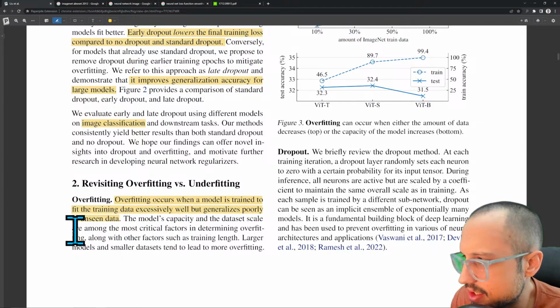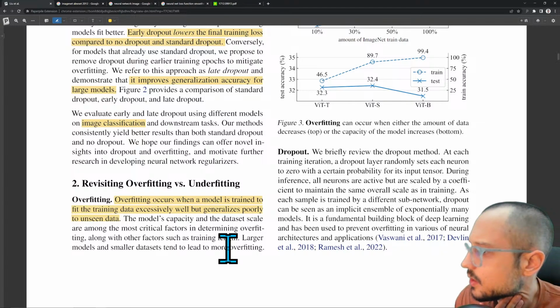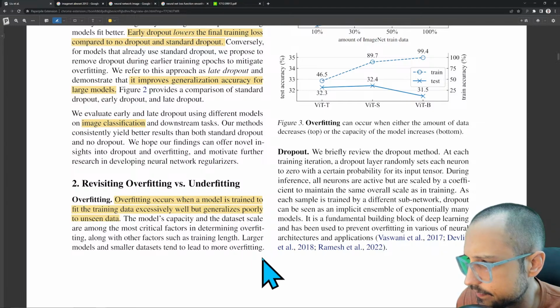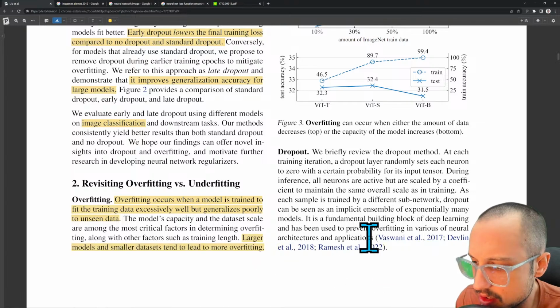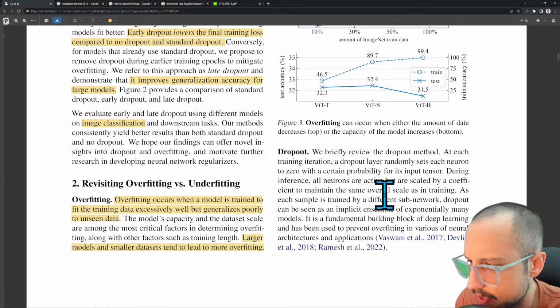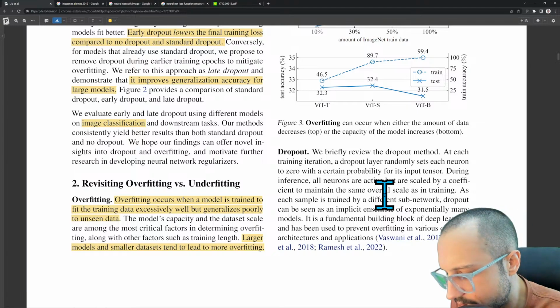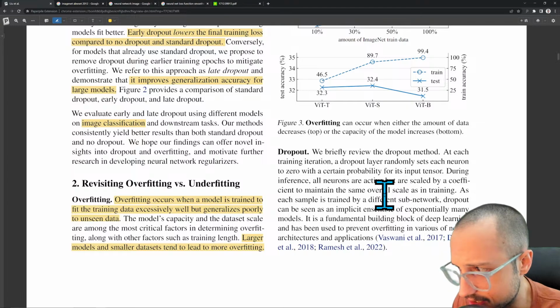The model's capacity and the dataset scale are amongst the most critical factors in determining overfitting, along with other factors such as training length. Larger models and smaller datasets tend to lead to more overfitting. Yeah, so one thing that people will mention sometimes is this notion of model capacity. There's this idea that the model has a certain capacity. It means that the bigger a model is, the more capacity it has, the more ability it has to store the information in that data set within the weights.